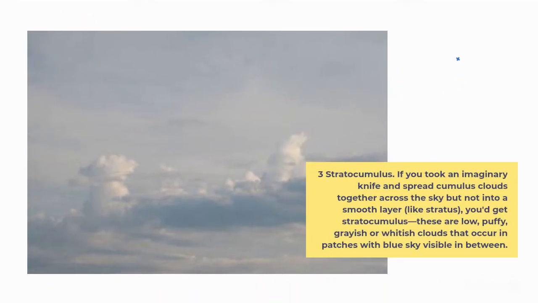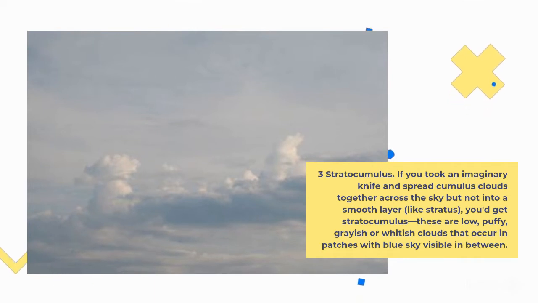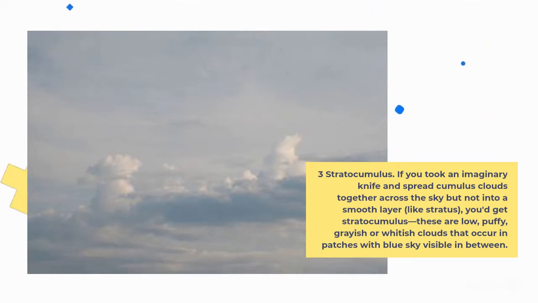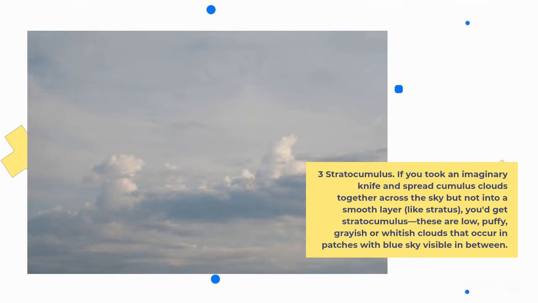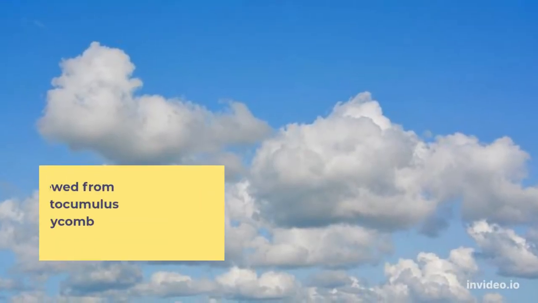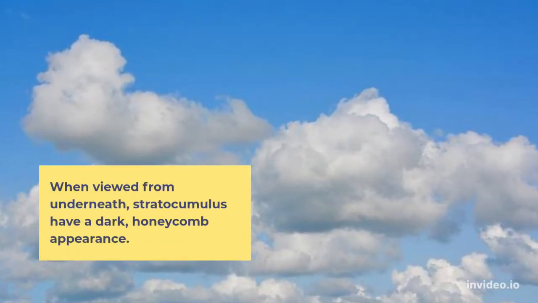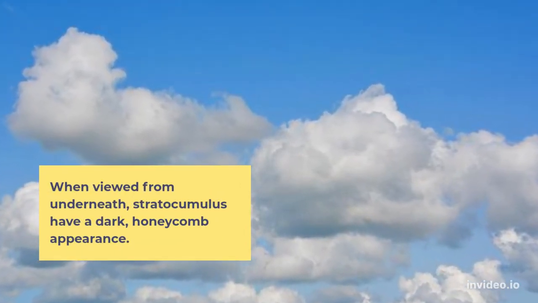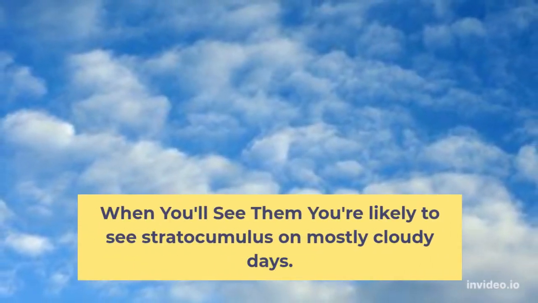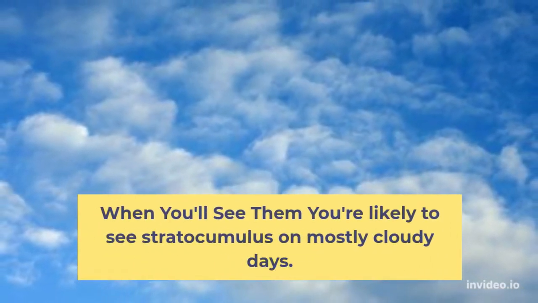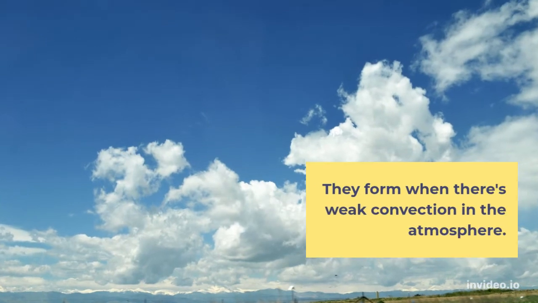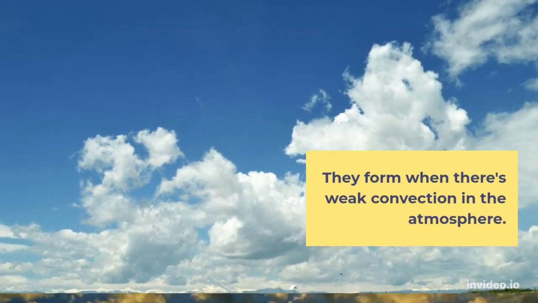3. Stratocumulus. If you took an imaginary knife and spread cumulus clouds together across the sky but not into a smooth layer, like stratus, you'd get stratocumulus. These are low, puffy, grayish or whitish clouds that occur in patches with blue sky visible in between. When viewed from underneath, stratocumulus have a dark, honeycomb appearance. When you'll see them: you're likely to see stratocumulus on mostly cloudy days. They form when there's weak convection in the atmosphere.